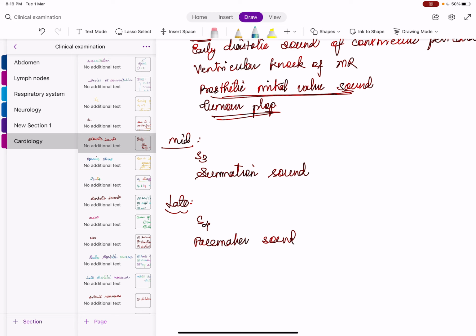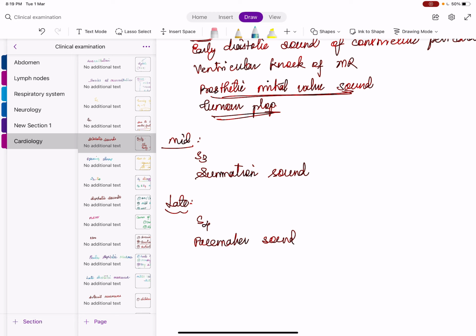So causes of loud A2: systemic hypertension, aortic root dilatation, hyperkinetic states, TGA. TGA is due to anterior displacement. Similarly, pulmonary atresia: we are not able to hear the pulmonary component, so automatically A2 will be loud. It's just a correlation of audible physics. If one sound is not heard, the other sound will be loud, right? Pulmonary atresia is actually a single S2, but if at all a sound is heard, A2 will be loud.